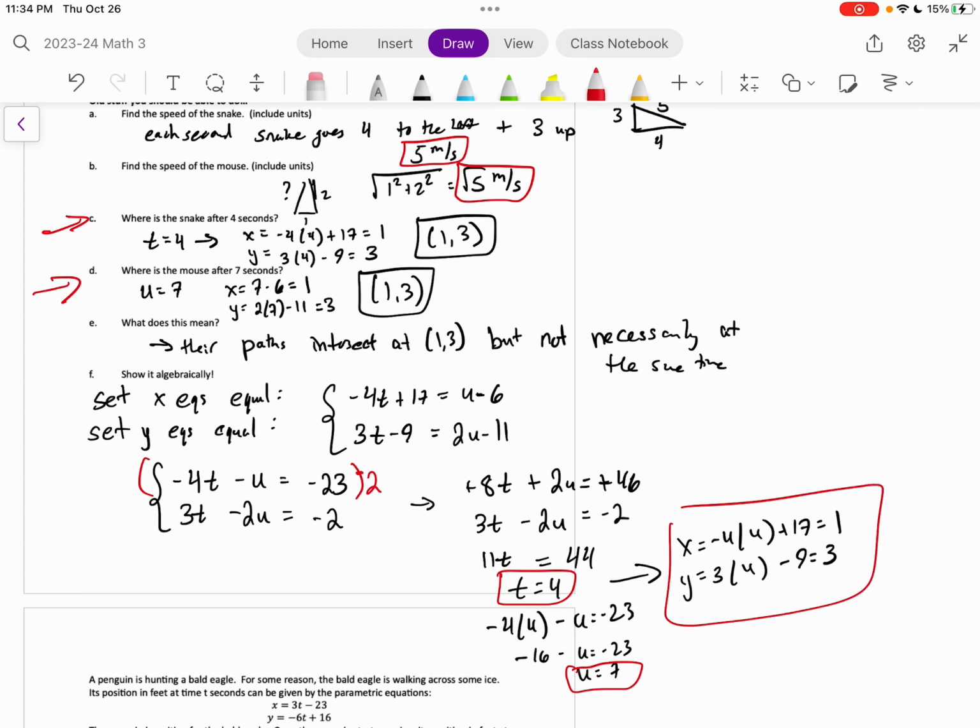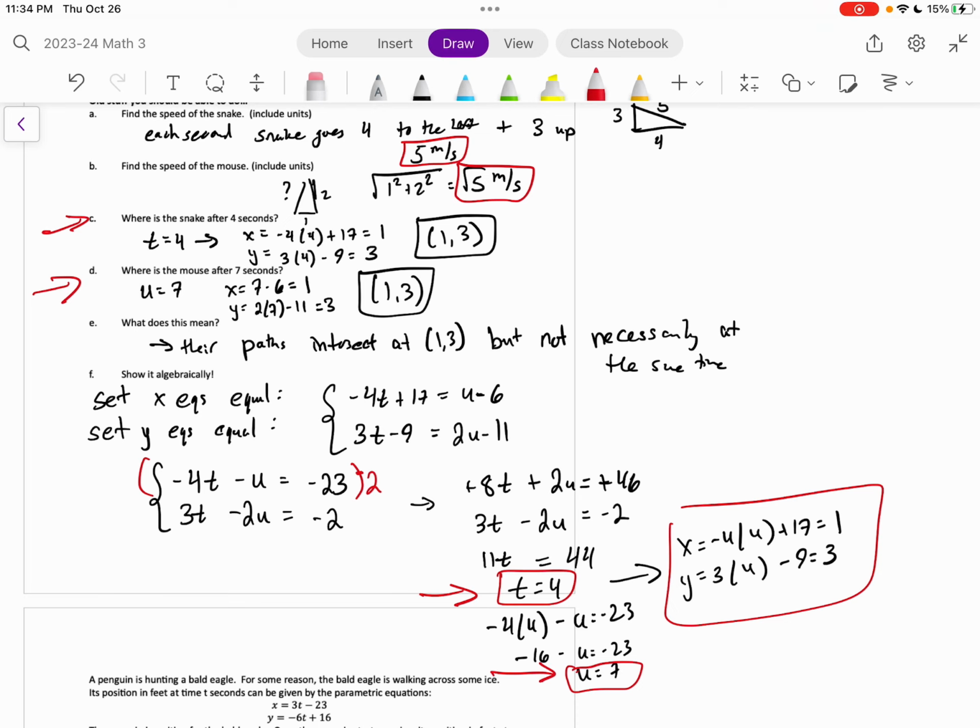So what this means is, if the snake goes for 4 seconds and the mouse goes for 7, these values that we found here, they'll both be at the point (1, 3). And what that meant, again, is that the snake could time it up. If it waited for 3 seconds after the mouse started going, they would arrive at the same time.